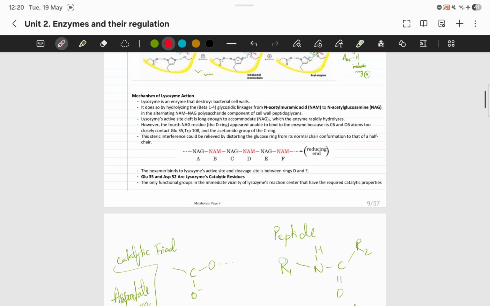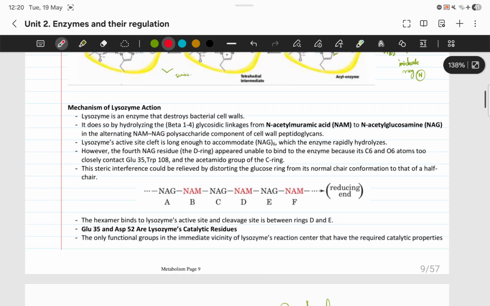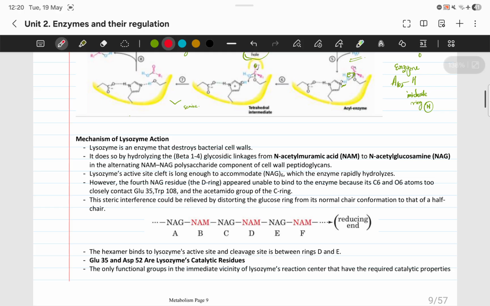Next is the mechanism of lysozyme action. Lysozyme is an enzyme that destroys the bacterial cell wall. It does so by hydrolyzing beta-1,4 glycosidic linkages between N-acetylmuramic acid and N-acetylglucosamine, NAM to NAG, thereby altering the NAM-NAG polysaccharide component of the cell wall peptidoglycans.